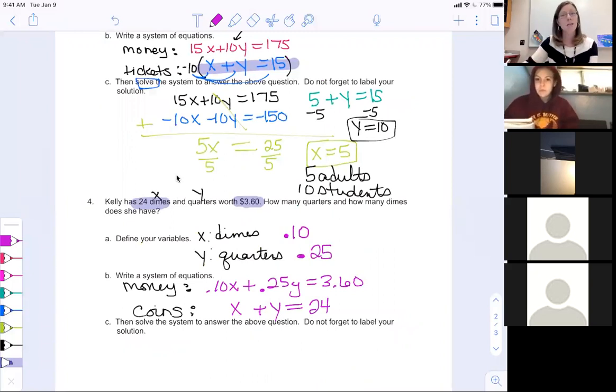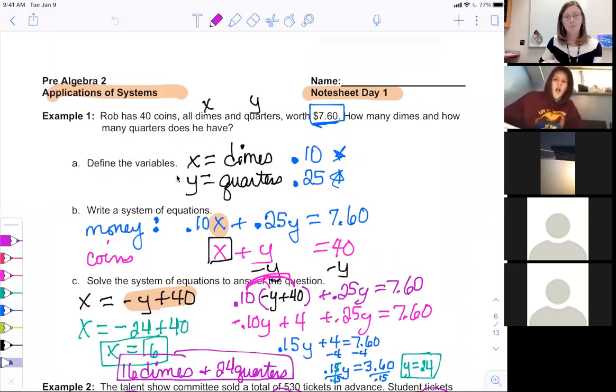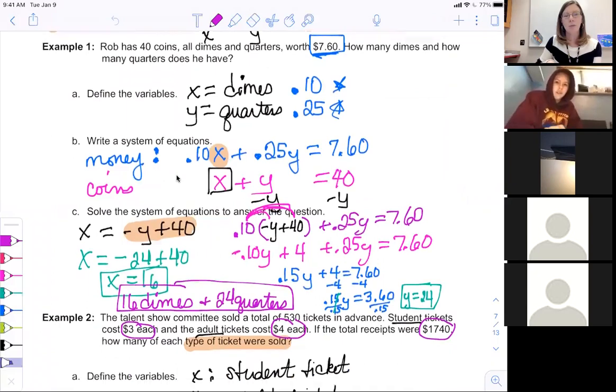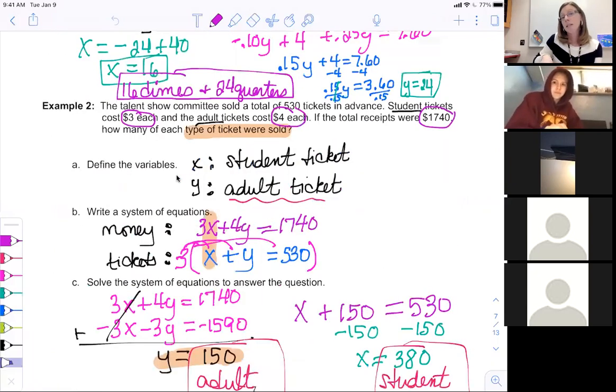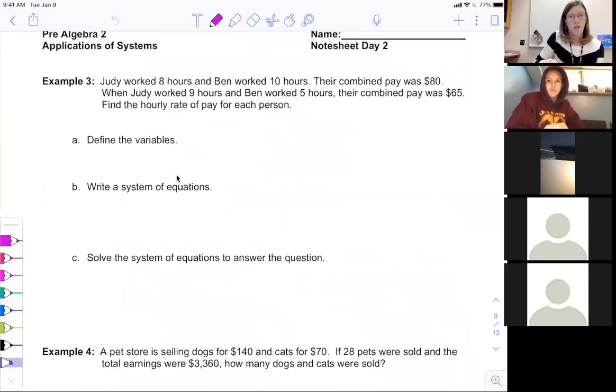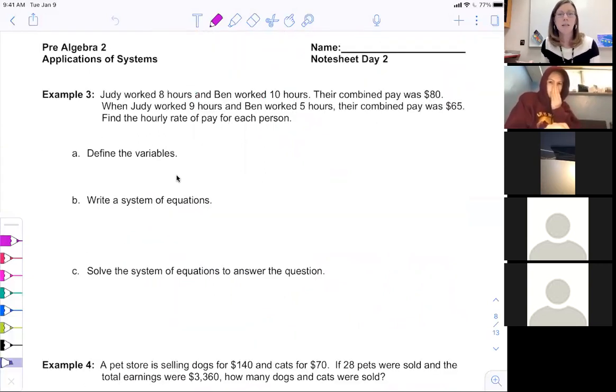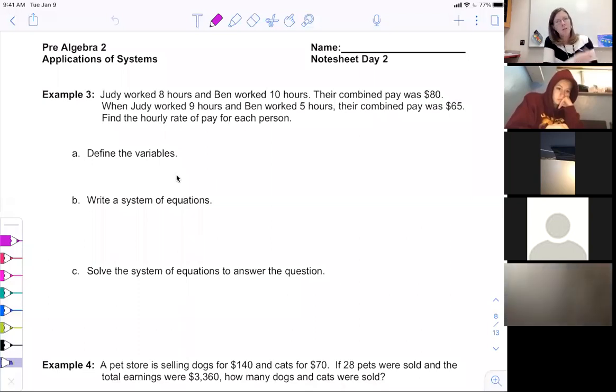Again, the important part is getting some points, practicing a couple of problems, and then don't forget to submit these problems. So I'd like you to take out the application packet that we've been working on. Here's that dimes and quarters that we did yesterday. And yesterday we did a talent show instead of a play. So we have 2 more examples. This is on page 8. And if you don't have these printed out, you don't want to use Notability, just write them down on a piece of paper. So this is section applications of systems, and this is day 2.